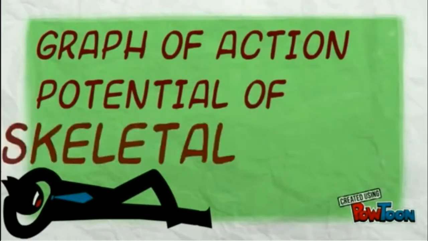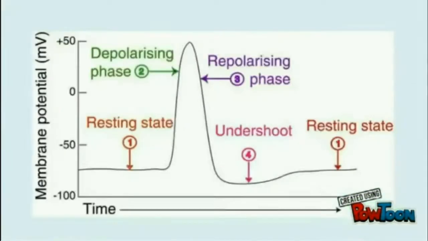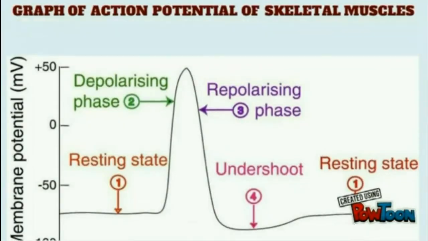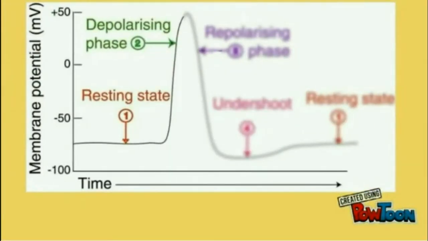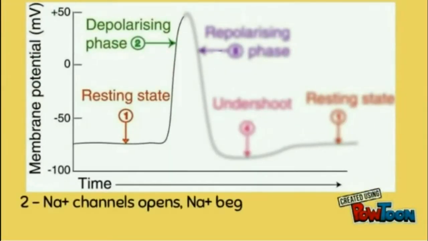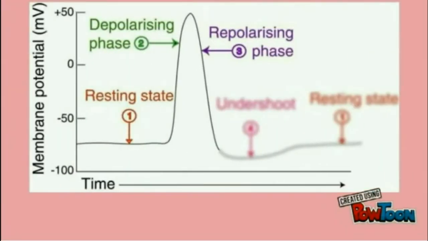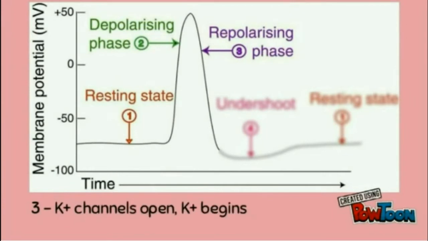Graph of action potential of skeletal muscle. This is a graph of action potential of skeletal muscle. Phase 2, depolarizing phase: sodium ion channels open, and sodium ions begin to enter the cell. Phase 3, repolarizing phase: potassium ion channels open and potassium ions begin to leave the cell.